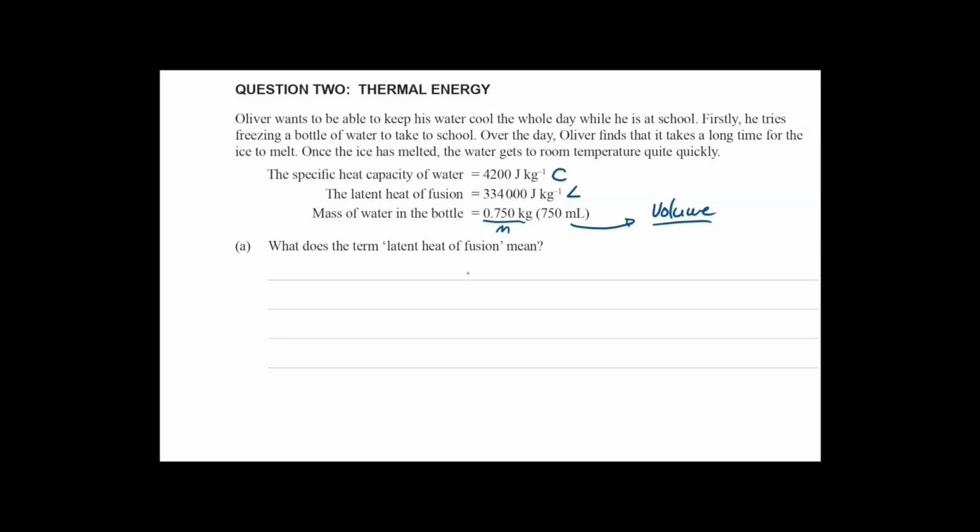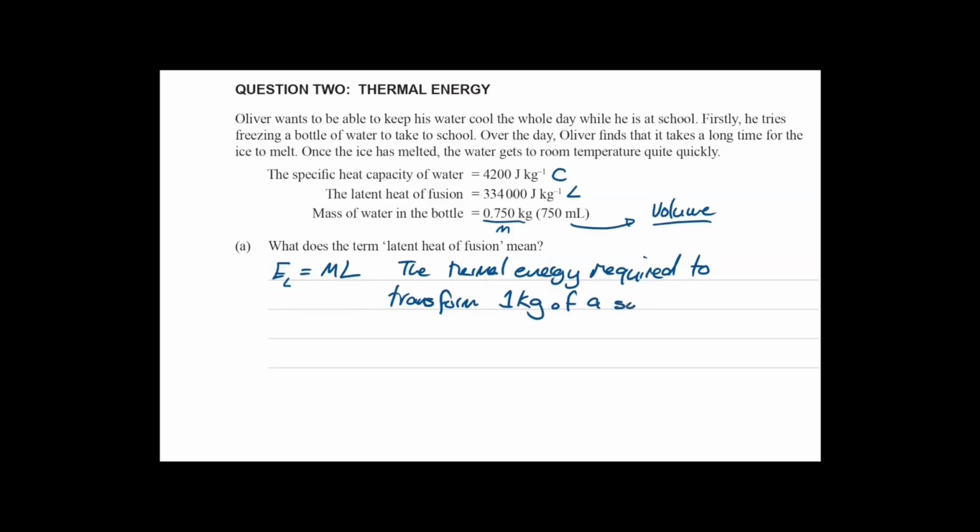Okay, what does the term latent heat of fusion mean? This is represented by this little formula here, mL. This is the thermal energy required to transform 1 kilogram of substance, in this case water, from ice to liquid and vice versa.